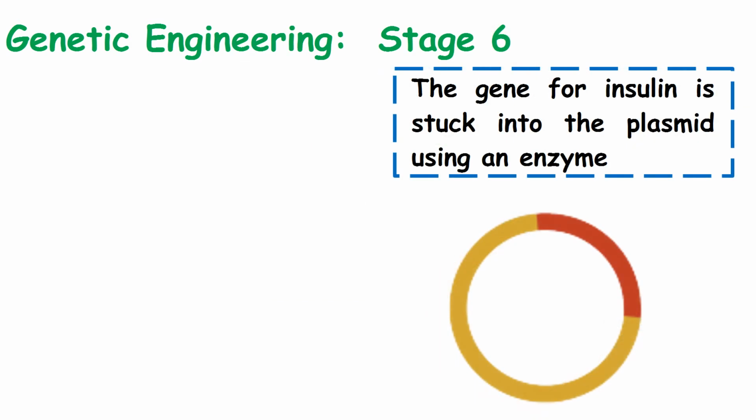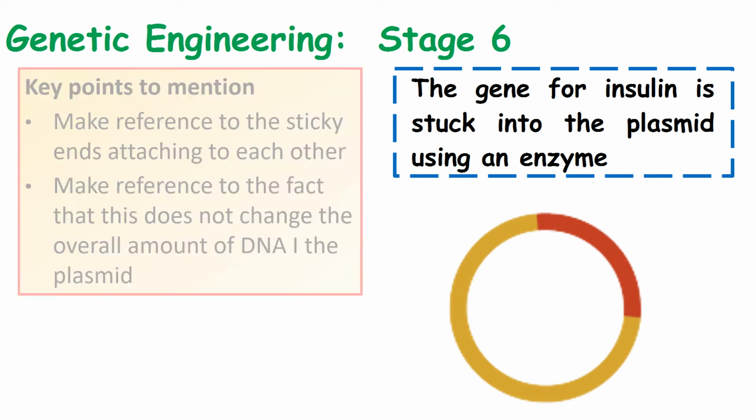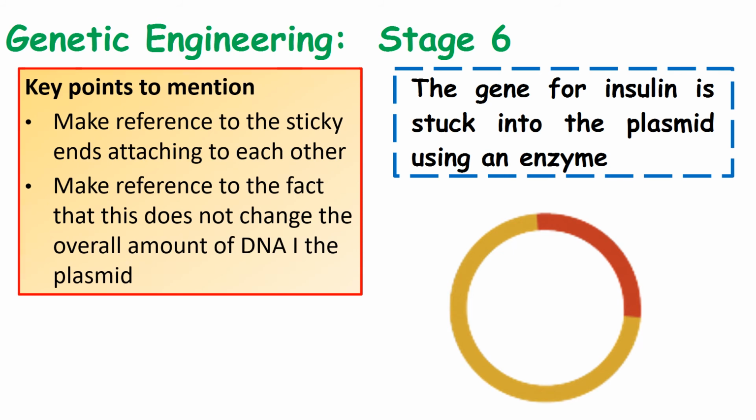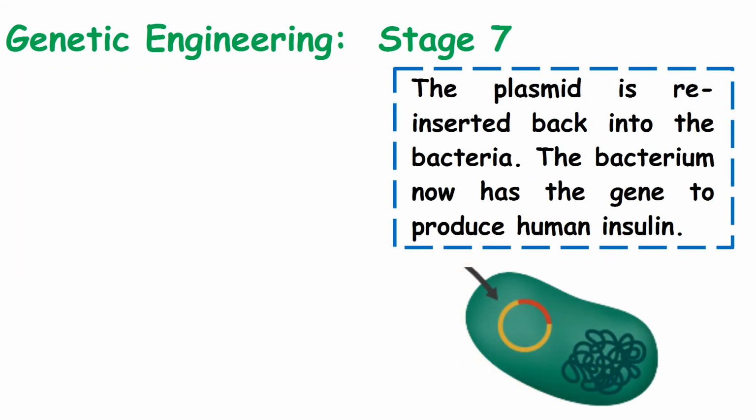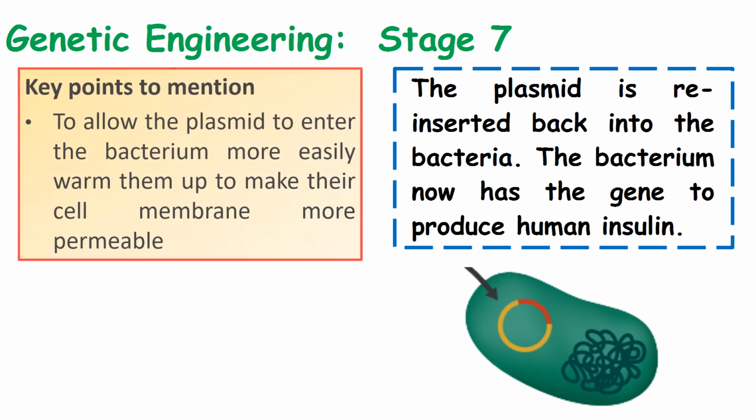The gene for insulin is then stuck into the plasmid using a different enzyme. Again, make reference to the fact that the sticky ends are connecting to each other. The plasmid is then reinserted back into the bacteria, so now the bacteria has the gene for producing human insulin. To allow the plasmid to enter the bacterium more easily, we warm them up to make the membrane more permeable.